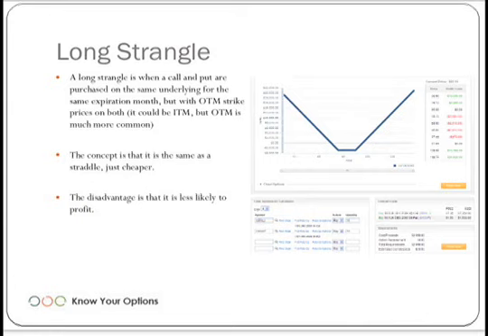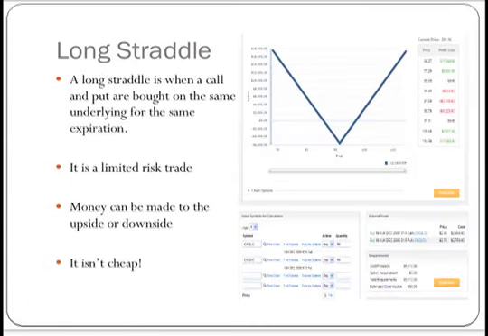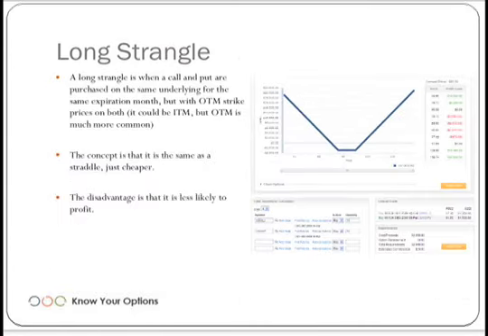Now, I want you to look at the risk-reward graph of both the straddle. You can see the V and the strangle. You can see the modified V, we'll say, on this. Within the strangle, similar concept. We're just using out-of-the-money options instead of at-the-money options.